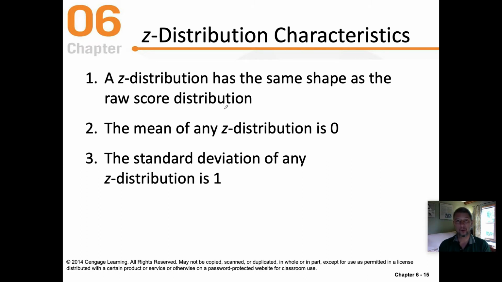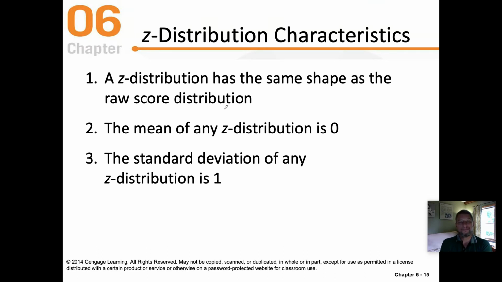Because the raw score distribution and the z-score distribution look exactly the same. The differences are that the mean of any z distribution is 0. That's where we're going to start. Right in the center is the 0 mark, and anywhere to the left of that will be a negative z-score, and anywhere to the right of that will be a positive z-score.